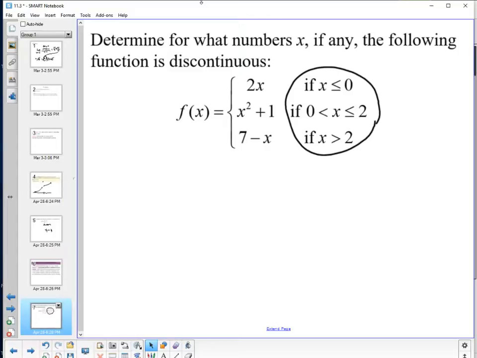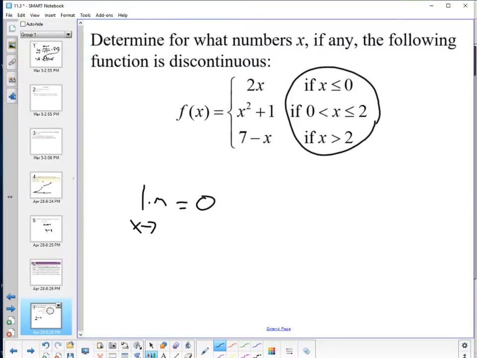So what's the first thing we should check? Well, what do we want to check? We want to make sure we check 0 and then we check 2. Okay? So let's check 0 first. If we're looking for the limit of this function as x approaches 0, which one should I use? The first one. And what's 2 times 0? So yes, that limit does exist, correct?